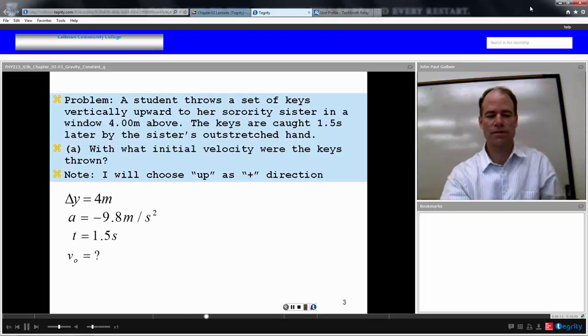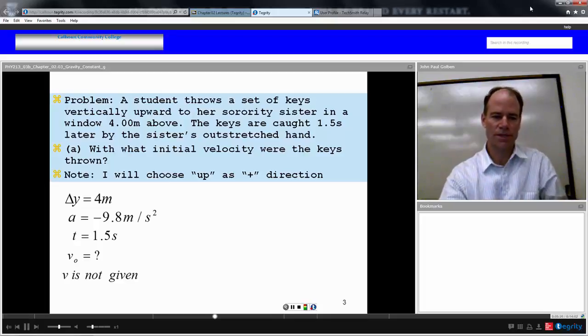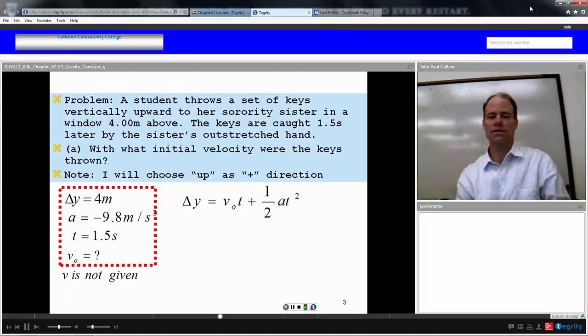Time is 1.5 seconds. My initial velocity is what? So I have 3 kinematic variables. We're solving for the 4th. And it looks like I want to use kinematic equation number 4 for this problem. Final velocity was not given, not asked for. Kinematic equation number 4: displacement, delta y, is equal to initial velocity times time plus 1/2 acceleration times time squared.